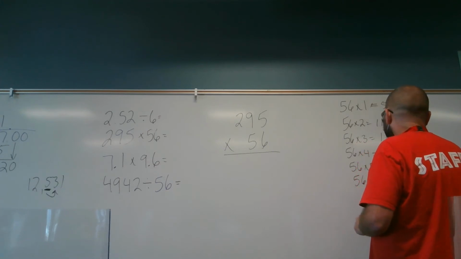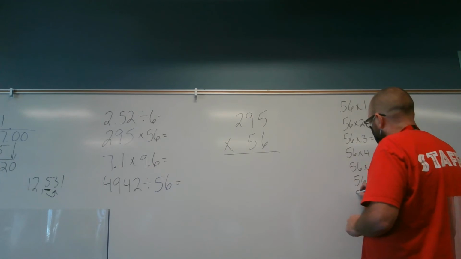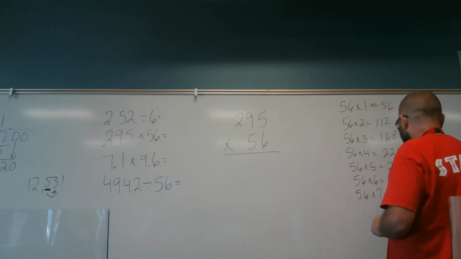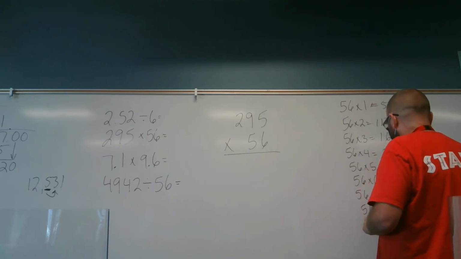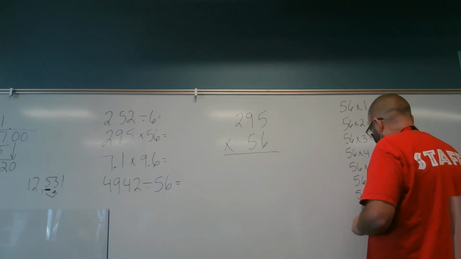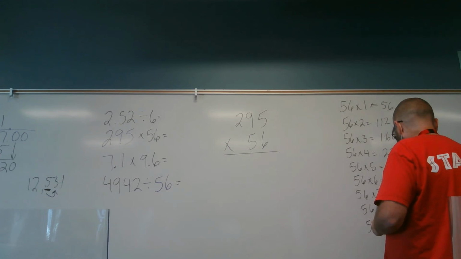56 times 6 equals 336. 56 times 7 equals 392. 56 times 8 equals 448. And 56 times 9 equals 504.